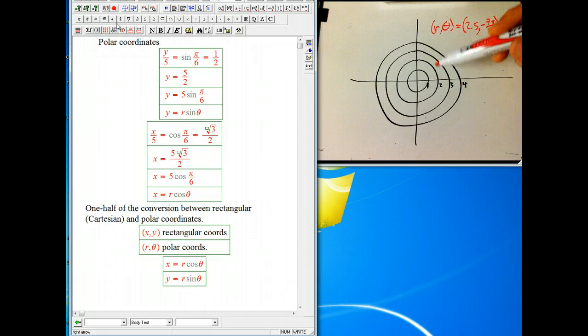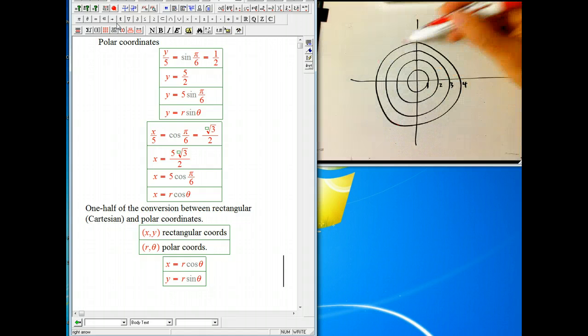Well, that's going to be a lot more helpful if we have these circles drawn, although you don't have to do that certainly. But it's going to be at radius 2.5, so it's going to be halfway between the 2 circle and the 3 circle. And angle minus 7 pi over 4. Let's see. If you're going minus, it's 1, 2, 3, 4, 5, 6, 7. Aha. That's really coterminal to pi over 4.